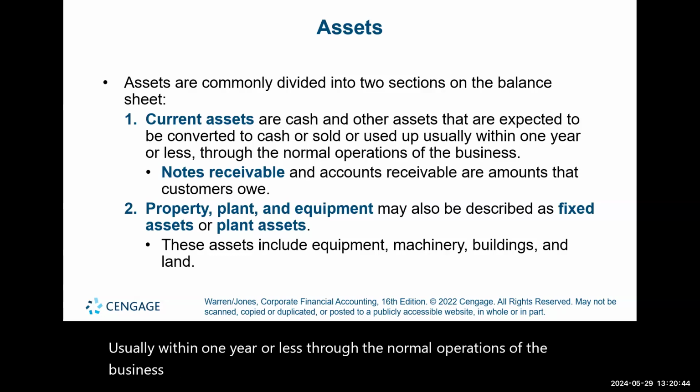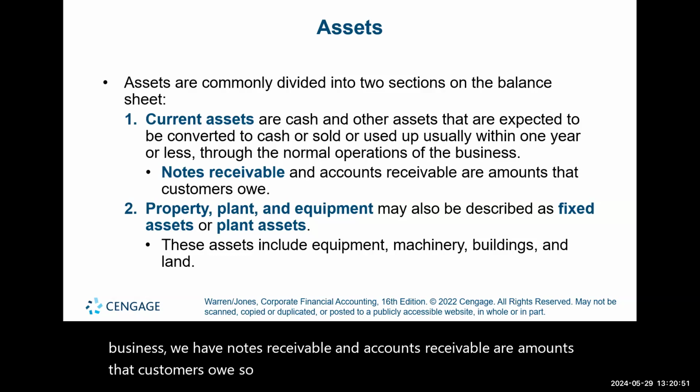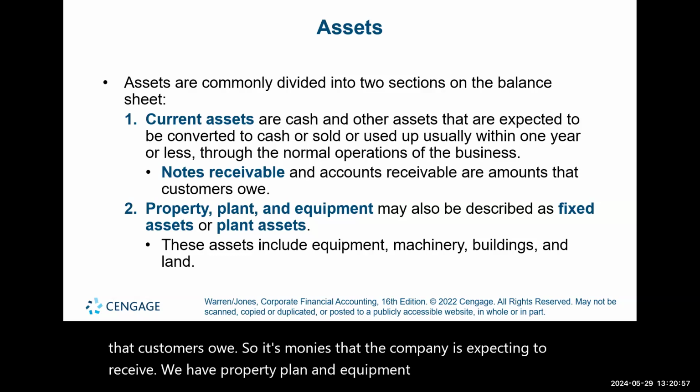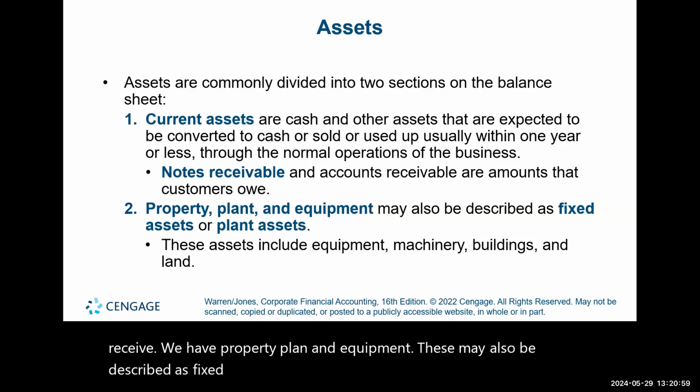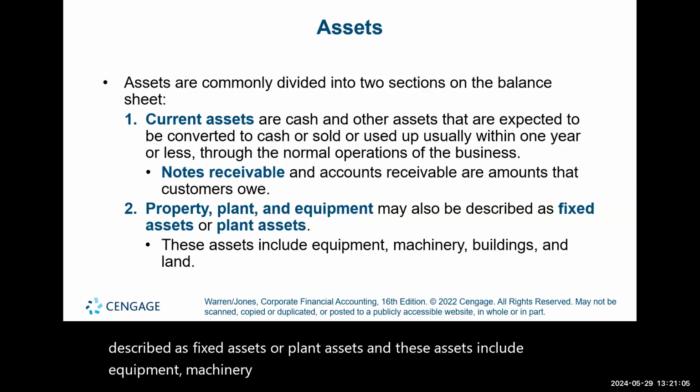We have notes receivable, and accounts receivable are amounts that customers owe. So it's monies that the company is expecting to receive. We have property, plant, and equipment. These may also be described as fixed assets or plant assets. And these assets include equipment, machinery, buildings, and land.